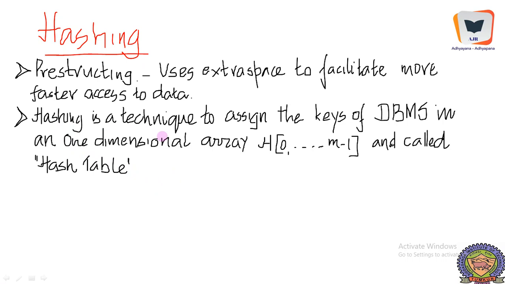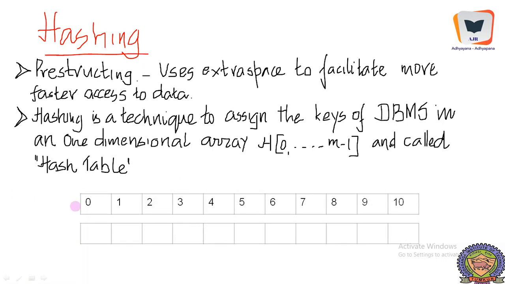Hashing, by the by, is a technique to assign the keys of a database management system in a one-dimensional array, namely H[0 to m-1]. It consists of m number of cells and this one-dimensional array is called a hash table. The keys are stored here in this small package of cells, so that the keys can be accessed very easily. Here is the array consisting of 11 cells, and a huge number of keys can be stored methodically with the help of the pre-structuring version of the space trade-off.